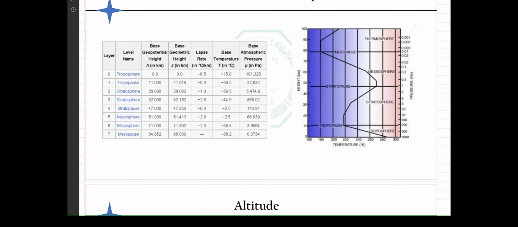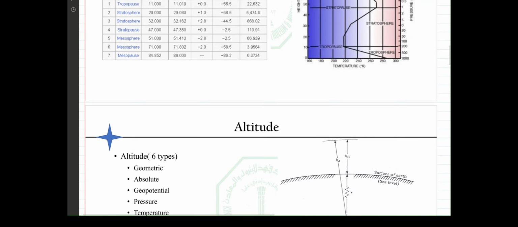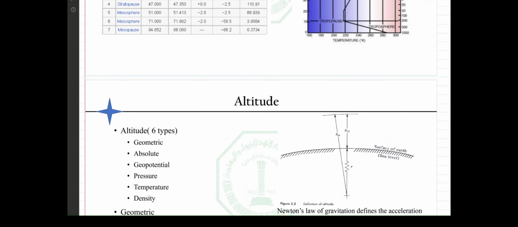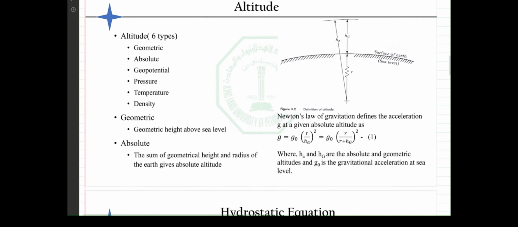As you can see here, the atmosphere consists of a couple of layers: the troposphere, stratosphere, mesosphere, thermosphere, and so on. Some countries say that the atmosphere ends and space starts at an altitude of 100 kilometers. Others say it's 80 kilometers. So it's controversial, and it's not important for us in this course for now. Let's move to the altitude.